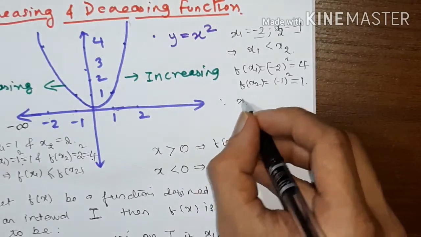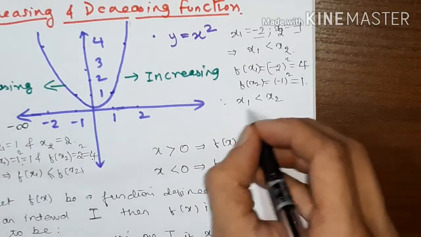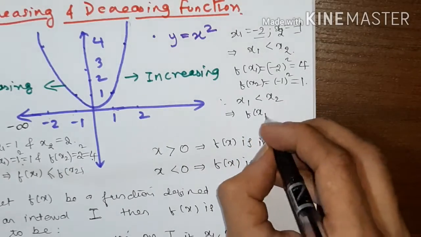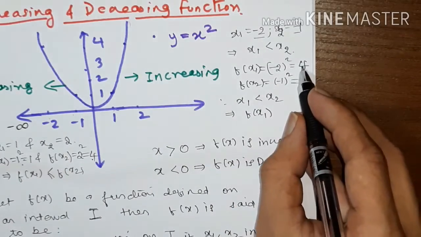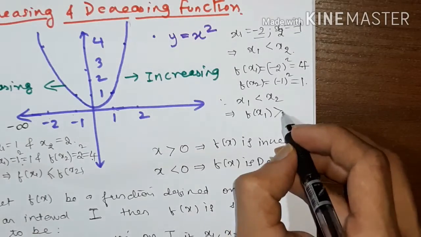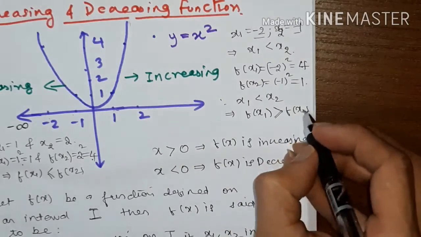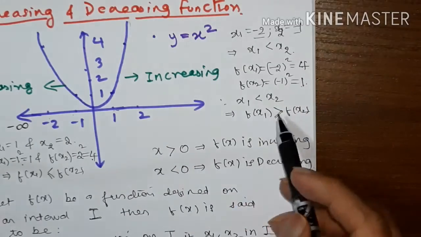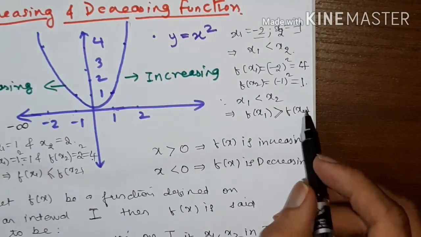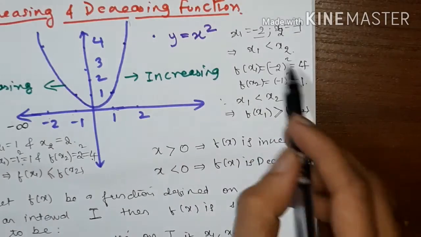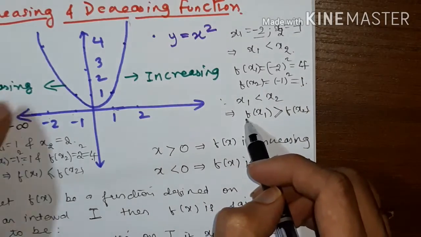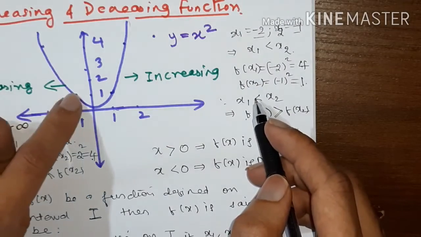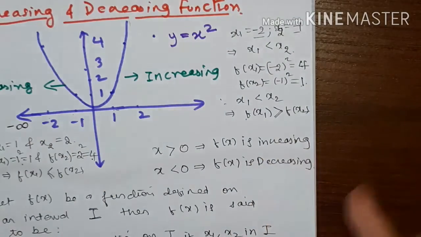So therefore what you have is x1 is less than x2 implies f(x1), that is, 4, is greater than or equal to f(x2), which is 1. 4 is greater than or equal to 1, so f(x1) is greater than or equal to f(x2). So you can see that the definition says that the function f is decreasing, and is it so? Yes, you can see that the function is decreasing here, right?